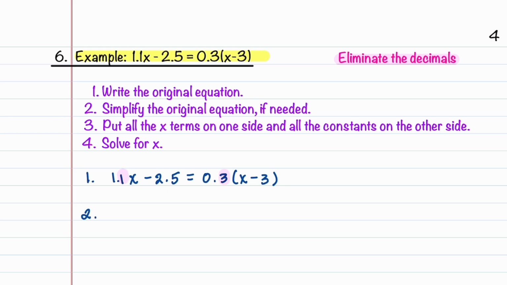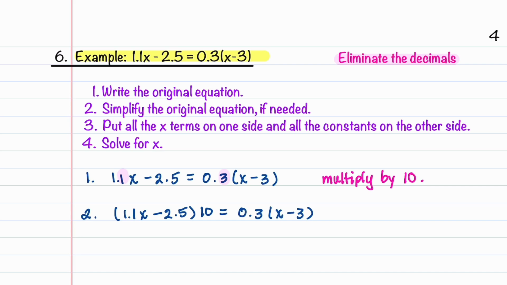So let me write this down. We're going to multiply by 10. If there were two numbers to the right of the decimal sign, you would multiply by 100. Let's write down that we're going to multiply by 10. So we have 1.1x minus 2.5, and we're going to multiply that by 10. And on the right-hand side, we're also going to multiply by 10.